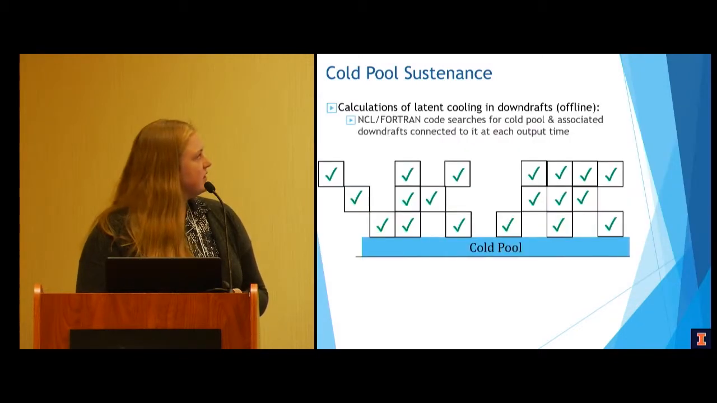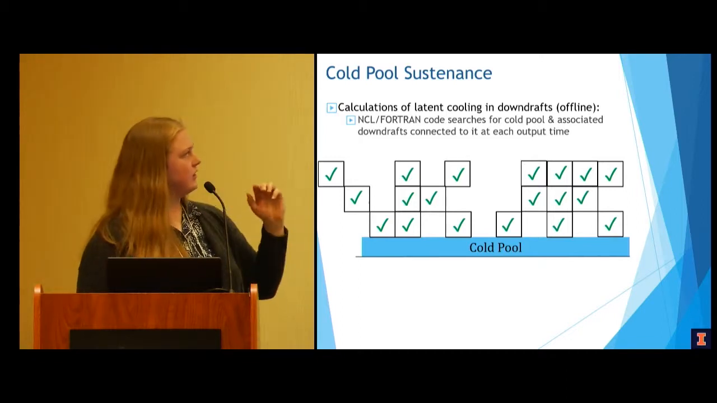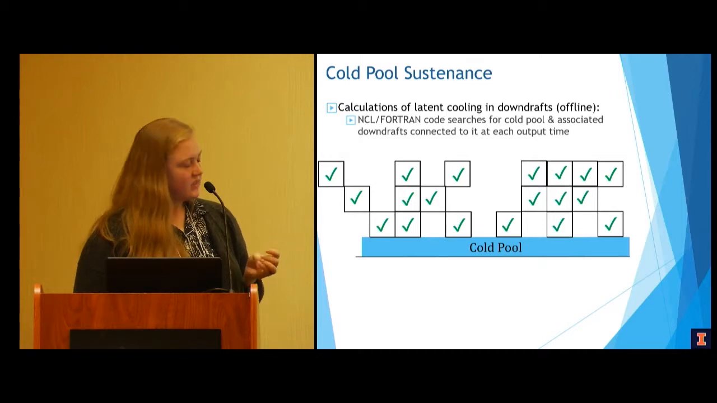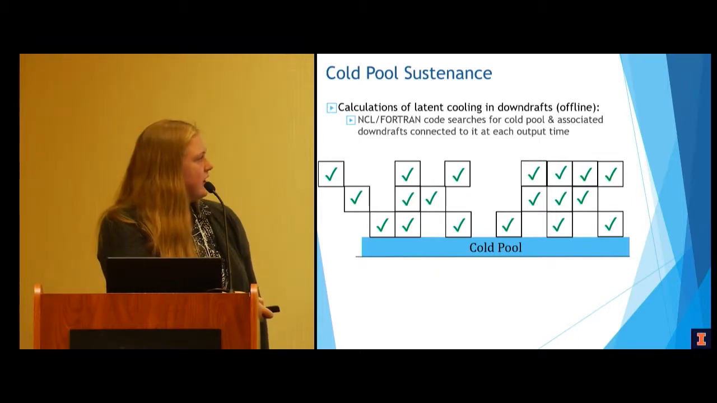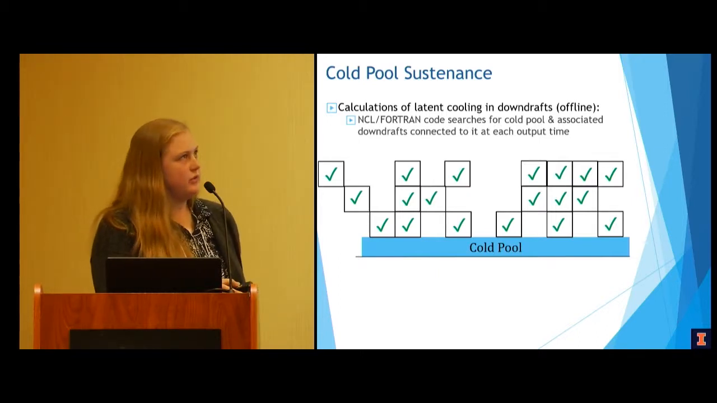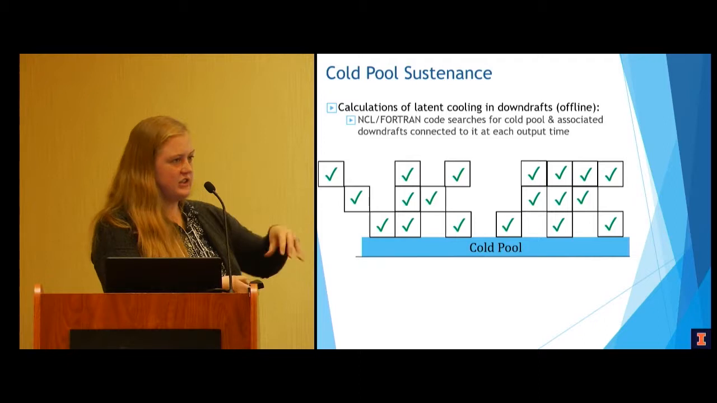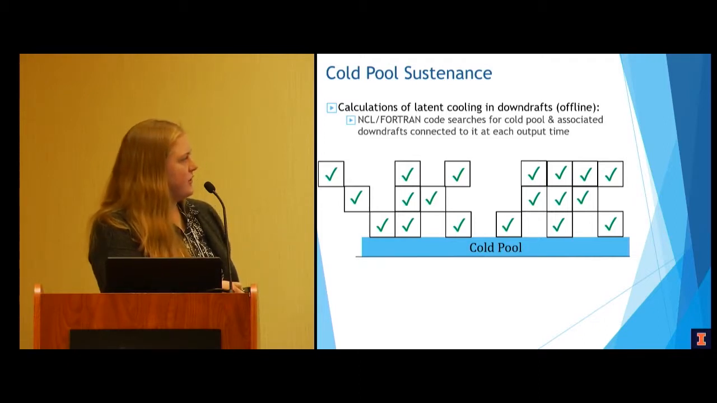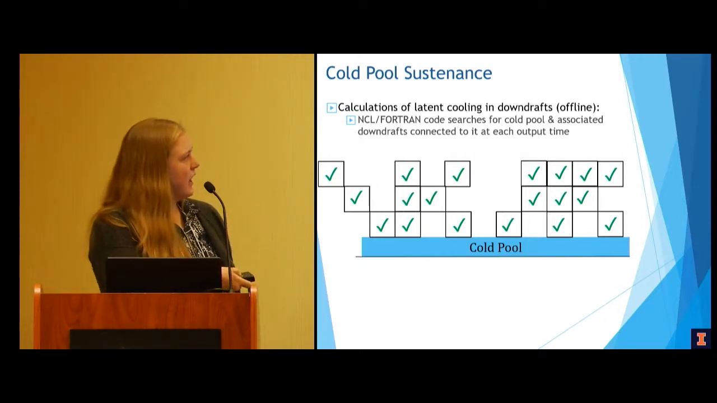So what we did is we created an offline routine to calculate latent cooling in the downdraft. The code searches for the cold pool at the surface, which you can see here. Then at each output time, which we're doing every 30 seconds, it looks for a downdraft that is touching and feeding the cold pool. If there's a downdraft there, it checks it, and if not, it moves on. Then it goes up a model grid level and also looks at the adjacent points, to account for any downdraft funneling. And it keeps doing this until we don't have any more downdrafts.